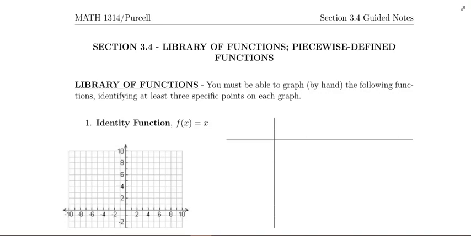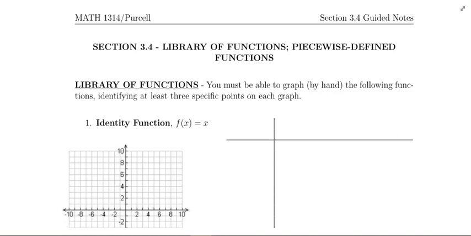Basically, these are going to be 6 different functions that you have to be able to graph by hand. You're going to see these a lot in the next section. In section 3.5, we will study transformations of graphs, and you're going to be transforming these 6 functions. So you have to be able to know specific points that they go through. Knowing these functions will make your life easier in the next section.